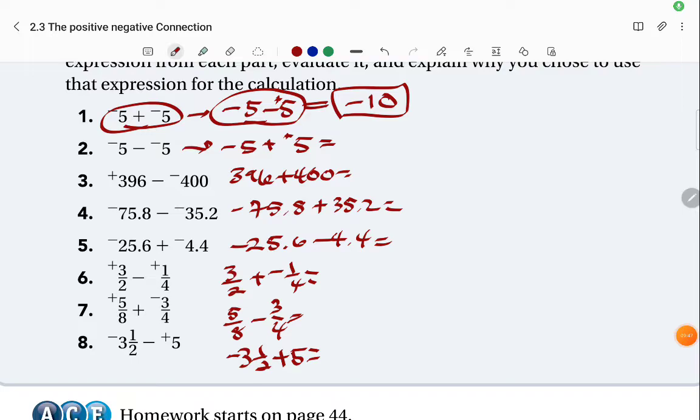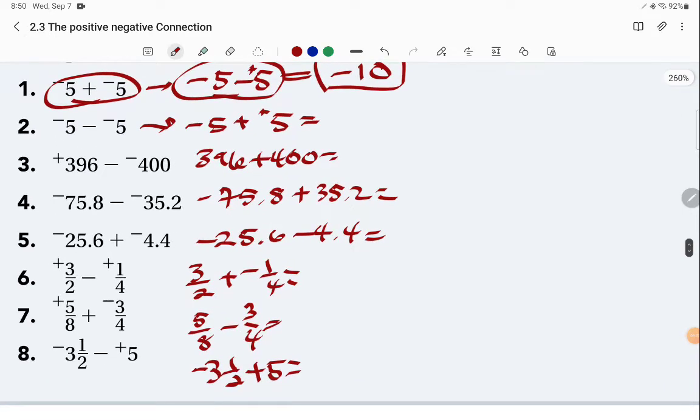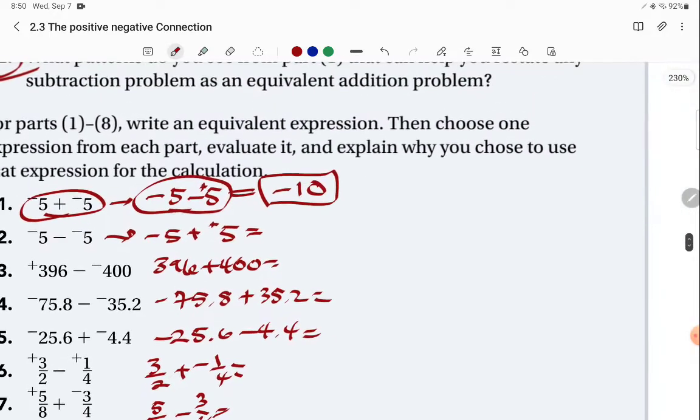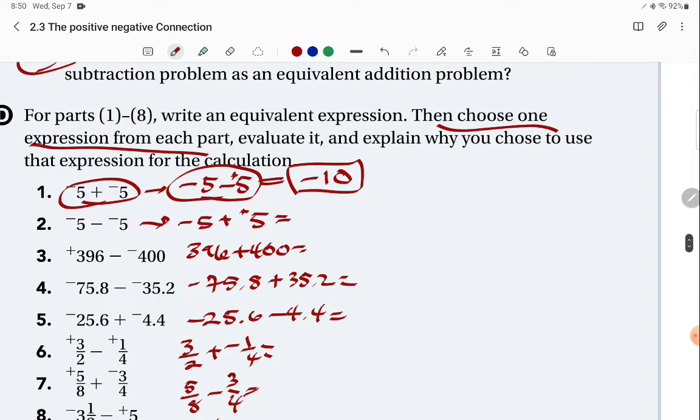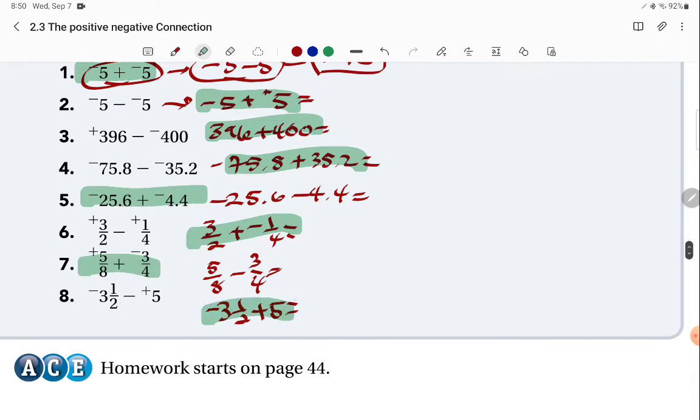And so here I rewrote them all, so check to make sure you rewrote them all. And that's the most important part, because from here you should be able to solve them, because the second part of this question says choose one expression from each part. So again, for me, on the first one, I would choose that one. On the second one, I would choose that one. I would choose that one. I would choose that one. I would choose all of the ones where I'm adding and none of the ones where I'm subtracting.